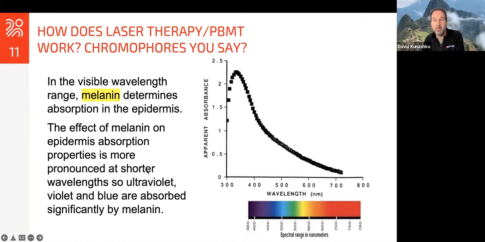Why is that important? Well, that would mean that if we shone blue light on the skin, very little of that blue light is going to go deep into the skin, because it's being absorbed almost exclusively by melanin at the surface of the skin. So right away you're thinking, okay, blue light is not going to penetrate very deeply, and that in fact is the case.